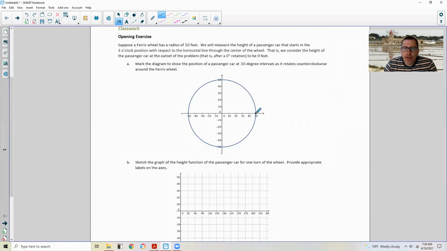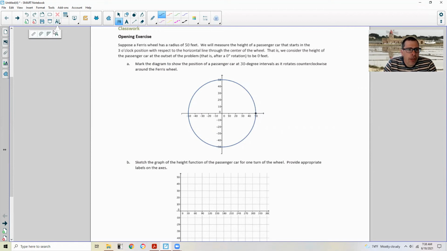That is, we consider the height of the passenger car at the outset of the problem, that is, after a 0-degree rotation, to be 0 feet. Mark the diagram to show the position of a passenger car at 30-degree intervals as it rotates counterclockwise around the Ferris wheel. So we're going counterclockwise. We're going to go this way.